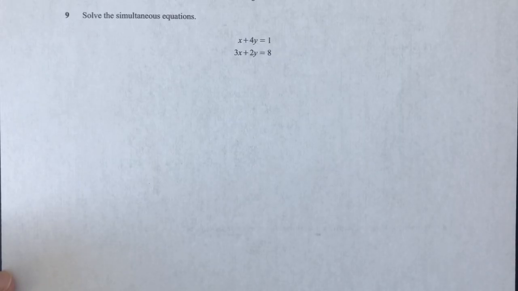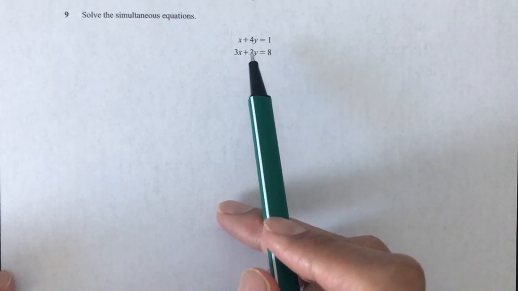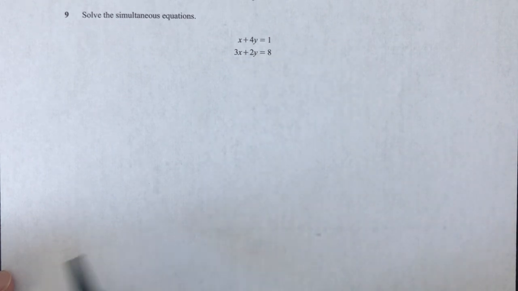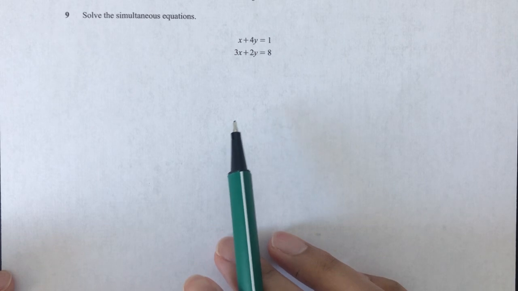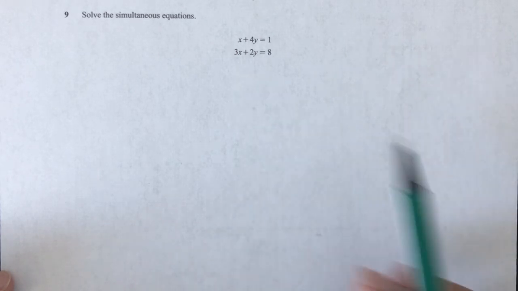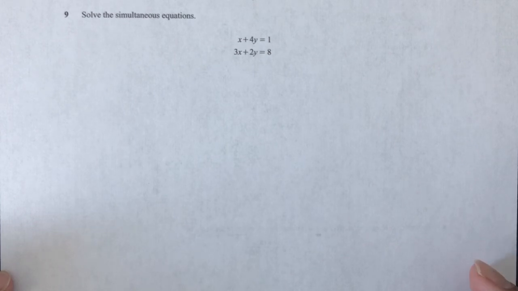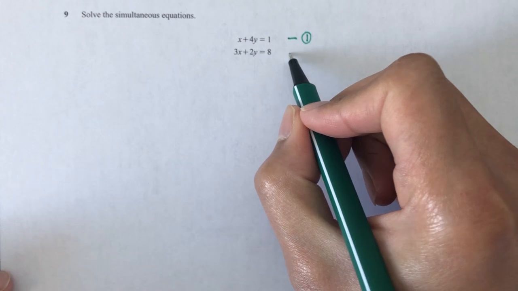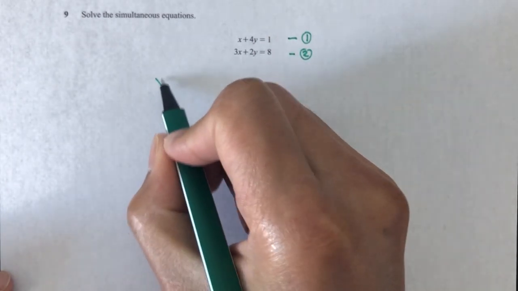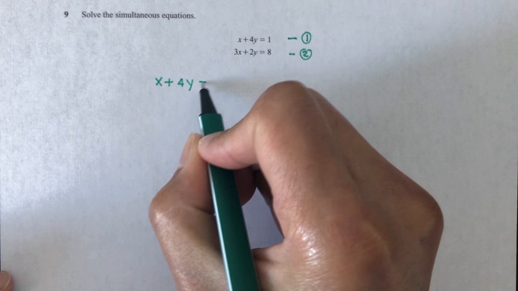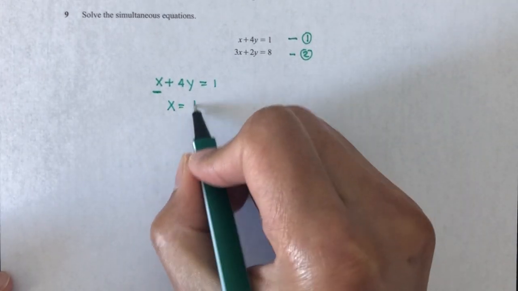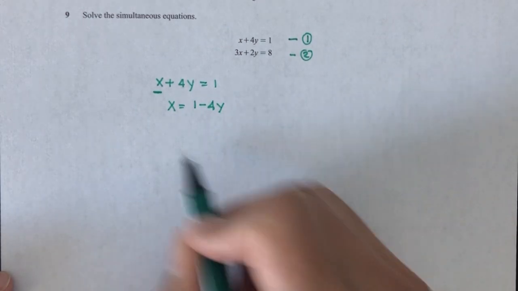Question number 9, solve the simultaneous equation. So we have these two equations, x plus 4y equal to 1. We have 3x plus 2y equal to 8. So we have two methods that we can use to solve these equations. I will use the substitution method in this one. Okay, so we have x plus 4y equal to 1. So let's make x the subject of the formula. So x will be 1 minus 4y. Okay, that's the first step.